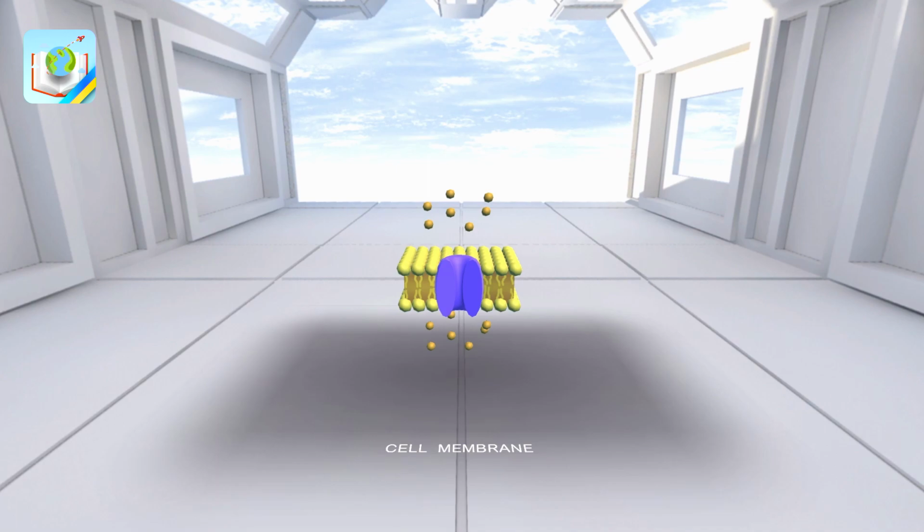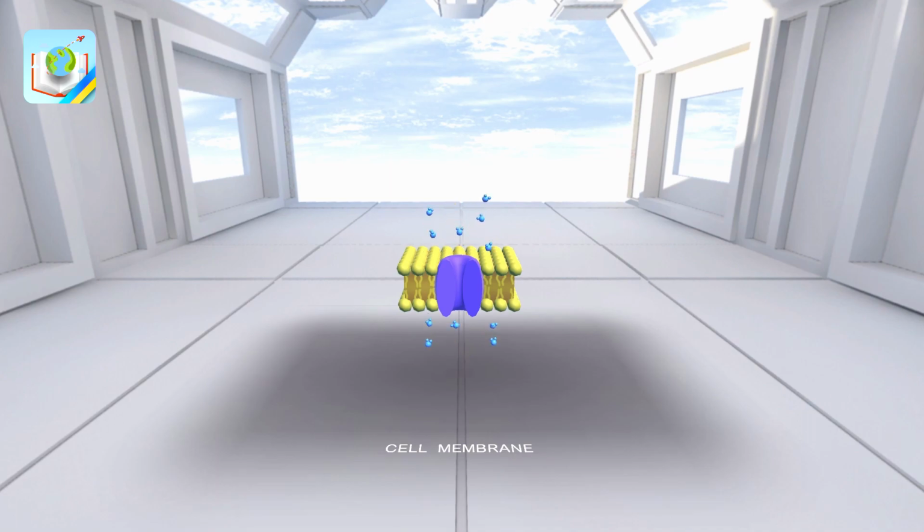Simple diffusion is the movement of molecules or ions along the concentration gradient from an area with a high concentration of substances to the area with a lower concentration without consuming energy through a semi-permeable membrane. You can see how it happens on the screen. Tap on the membrane model. Simple diffusion is carried out through a lipid bilayer or non-gated protein channels. Consider them.